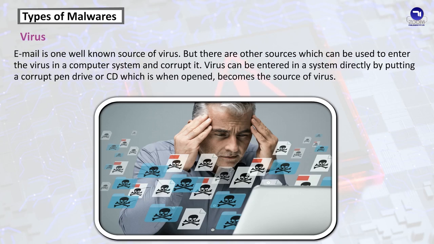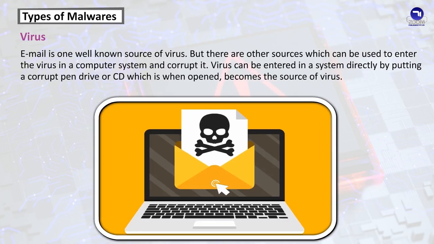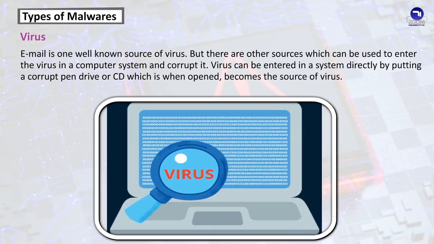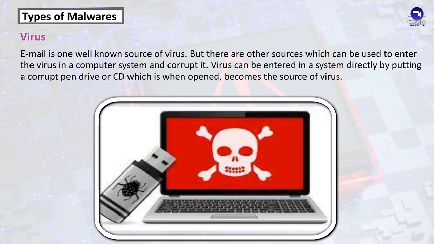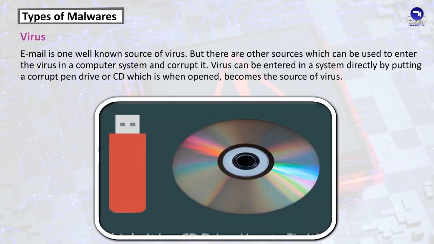Email is one well-known source of virus, but there are other sources which can be used to enter the virus in a computer system and corrupt it. Virus can be entered in a system directly by putting a corrupt pen drive or CD, which, when opened, becomes the source of virus.